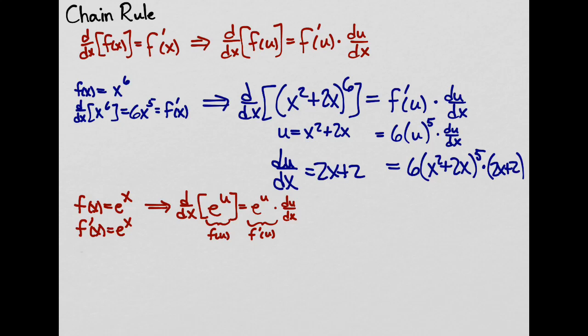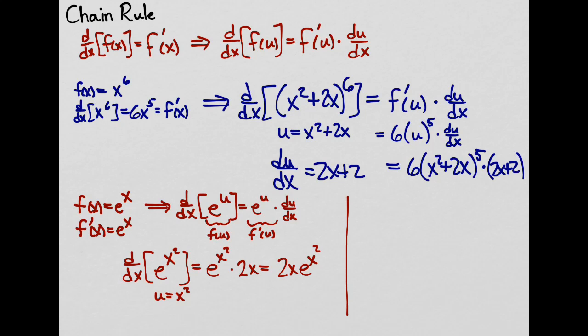So for example, if I needed to take a derivative of e to the x squared, in this case my u is the expression x squared, I get e to the u, which is e to the x squared, times the derivative of u, which is 2x. And we'd normally write this 2x e to the x squared.